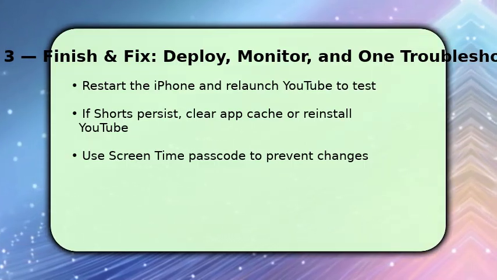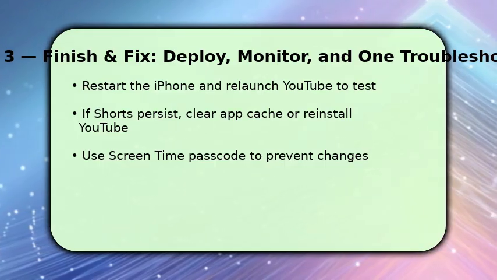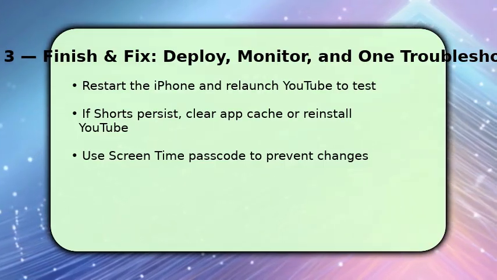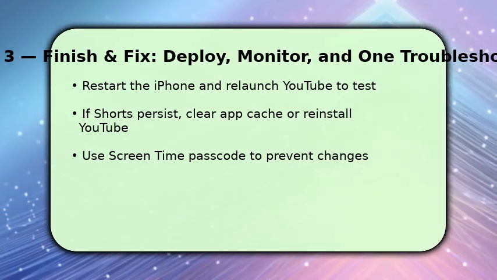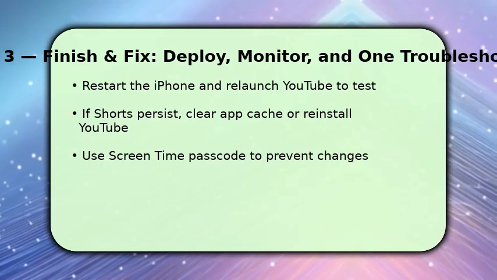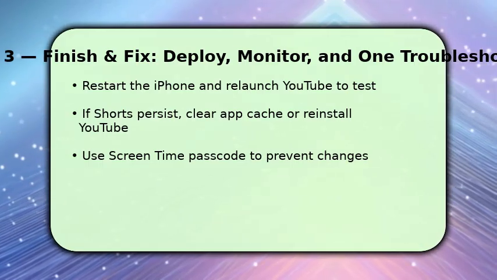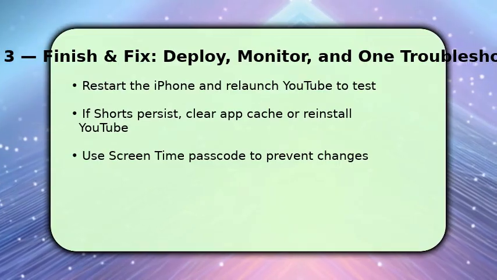If Shorts still appear, clear the YouTube app cache by offloading or reinstalling the app and recheck restrictions. Make sure you set a screen time passcode so changes can't be undone. One troubleshooting tip: if links bypass restrictions, add the full Shorts URLs to blocked websites again and test in both the app and Safari to confirm success.